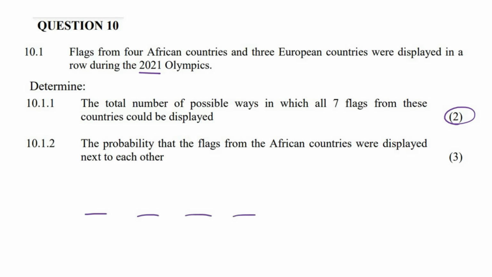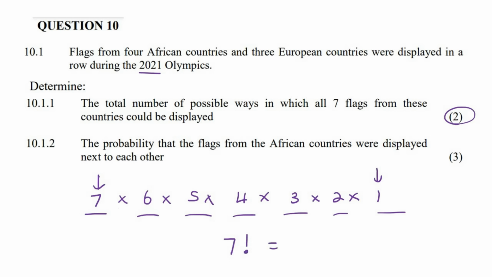So if you have 7 open places, and you're standing over here, and you have to decide which flag you are going to pick first, how many options do you have? Well, you have 7 options in front of you. Then for your next flag, you've got 6 left over, and then there's 5, then 4, then 3, then 2, then 1. You would multiply all of that together, but we know that if you're counting from a number all the way down to 1, you can just say 7 factorial. And if you work that out, you end up with 5,040.